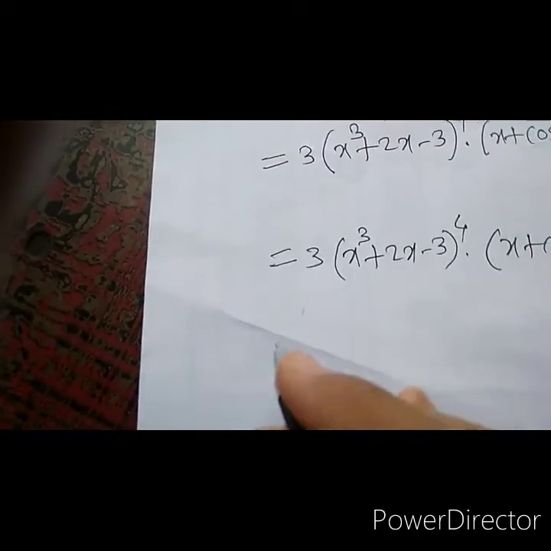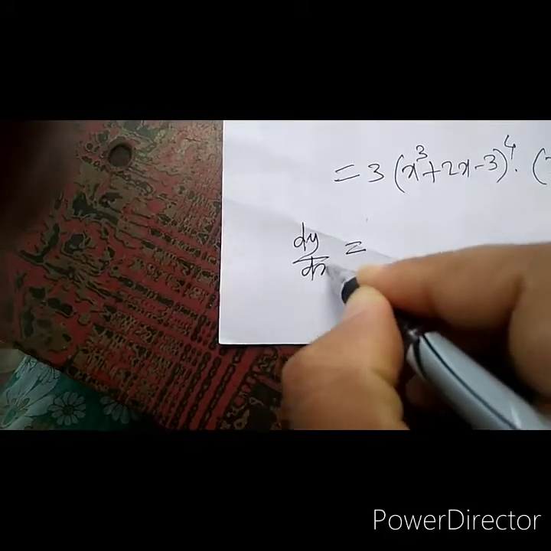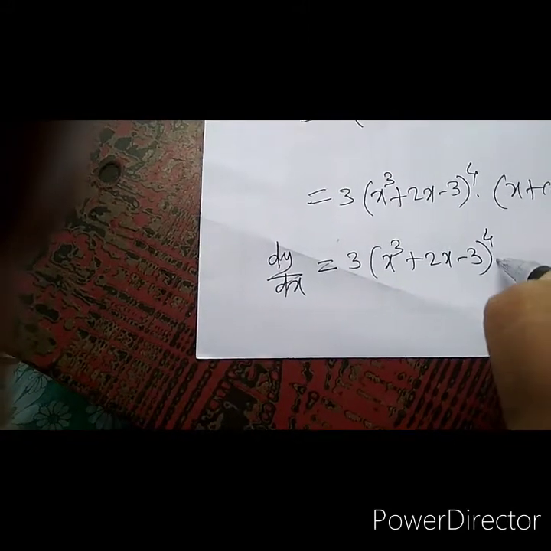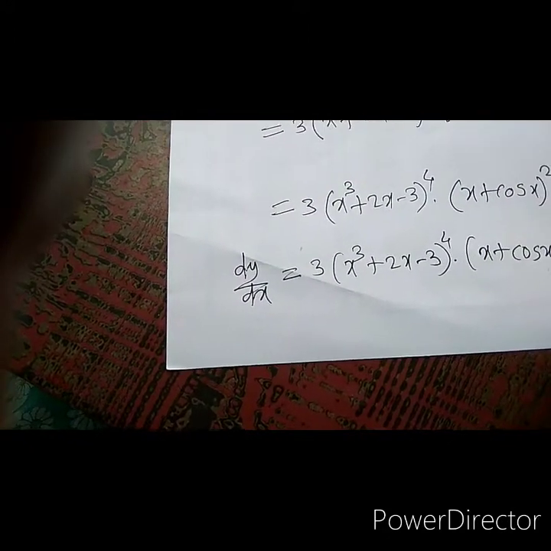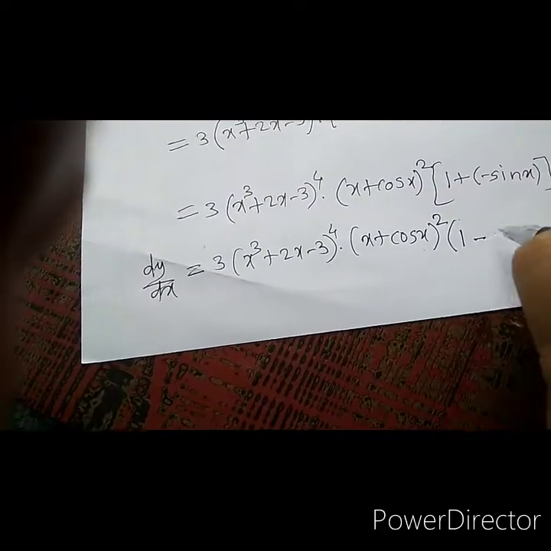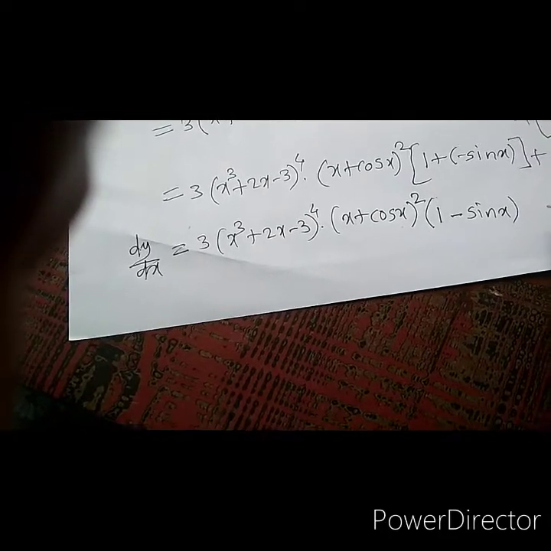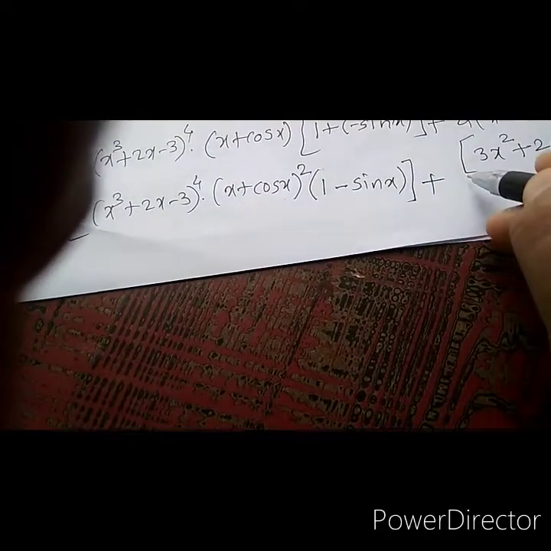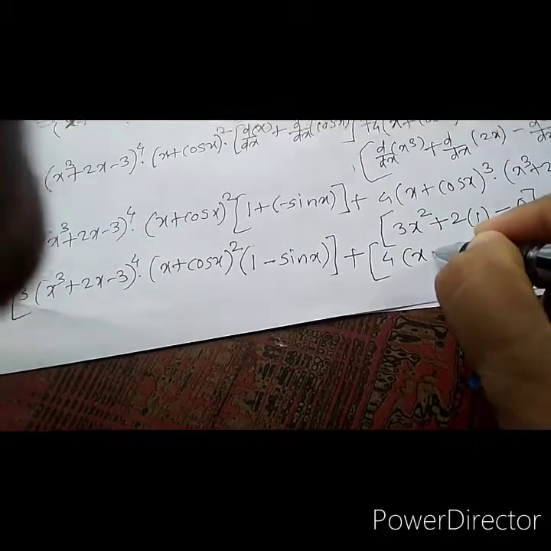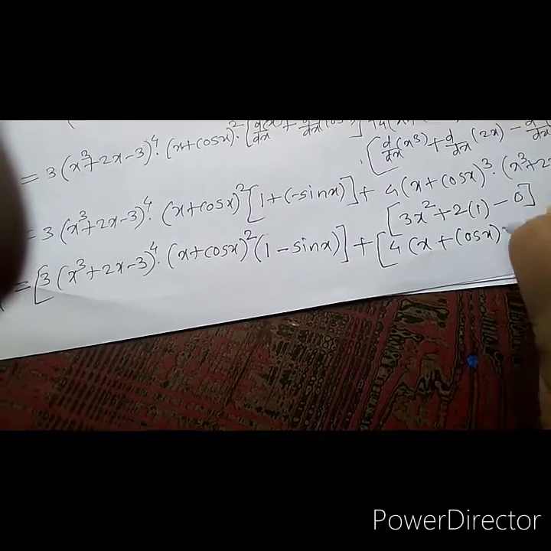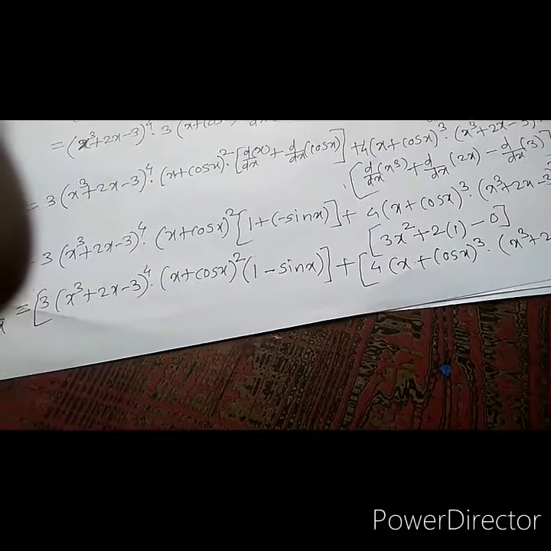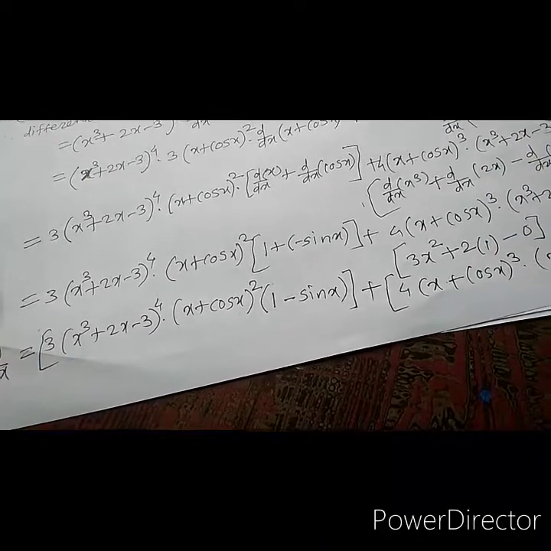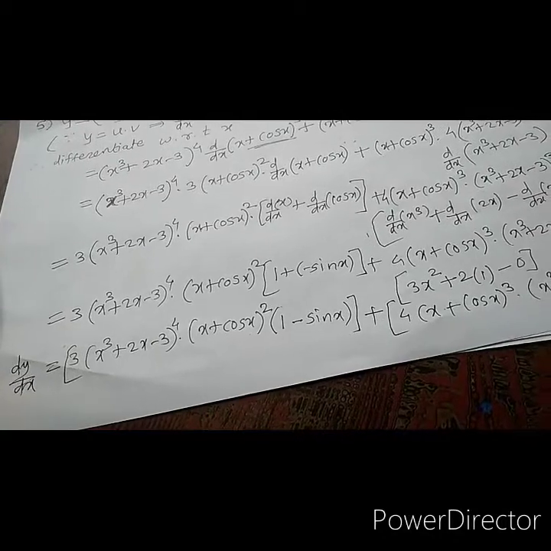Now we can write dy by dx = 3(x³ + 2x − 3)⁴(x + cos x)² (1 − sin x) + 4(x + cos x)³(x³ + 2x − 3)³(3x² + 2).